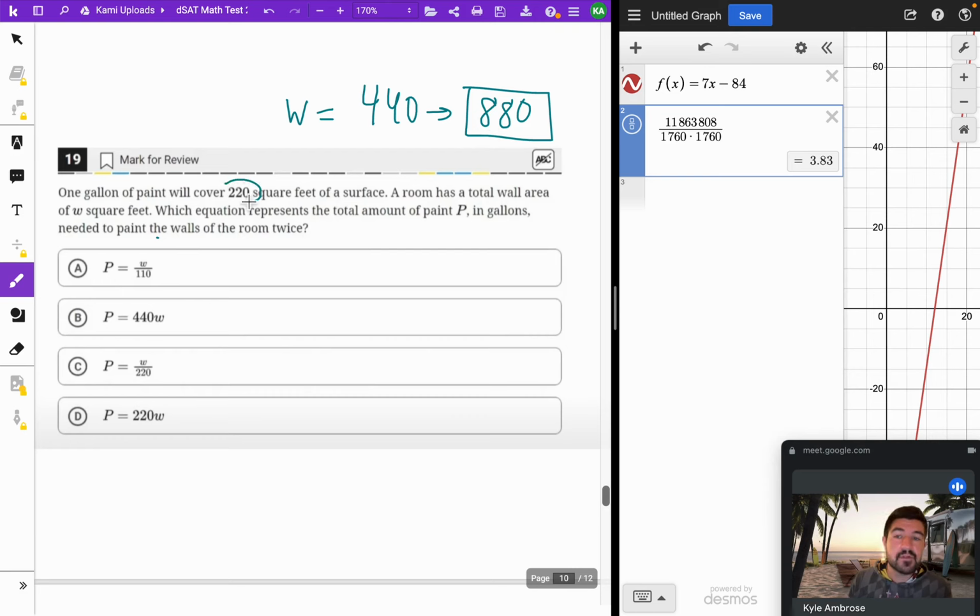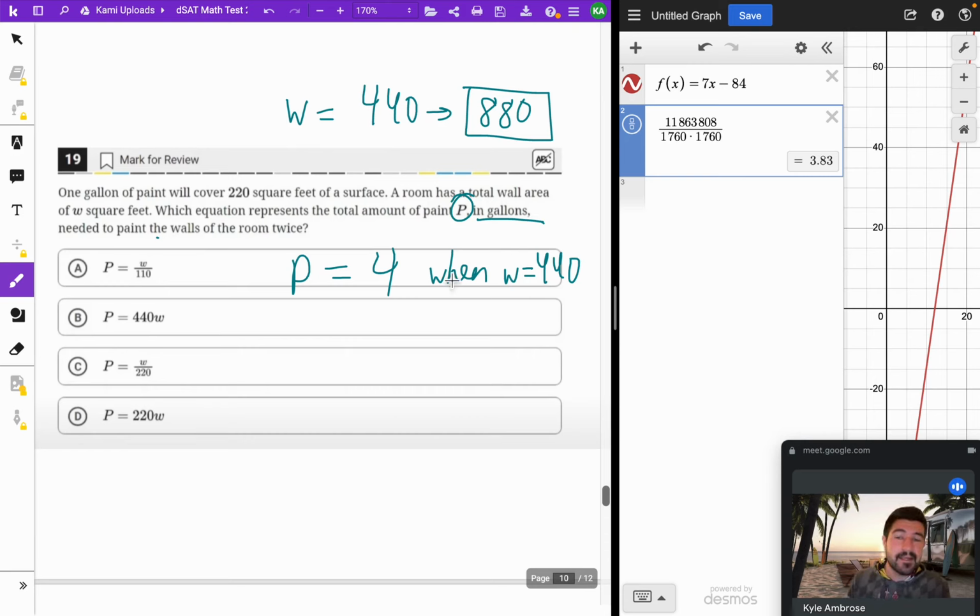1 gallon covers 220 square feet. So if each of them covers 220, to get up to 880, I need 4 of them, because 220 times 4 is 880. So how many gallons do I need? That's what P is. P has to equal 4 in this case, 4 gallons, just based on the number I picked. So P is 4 when W equals 440. Okay, so I picked 440 to be W, and that forced P to be 4.